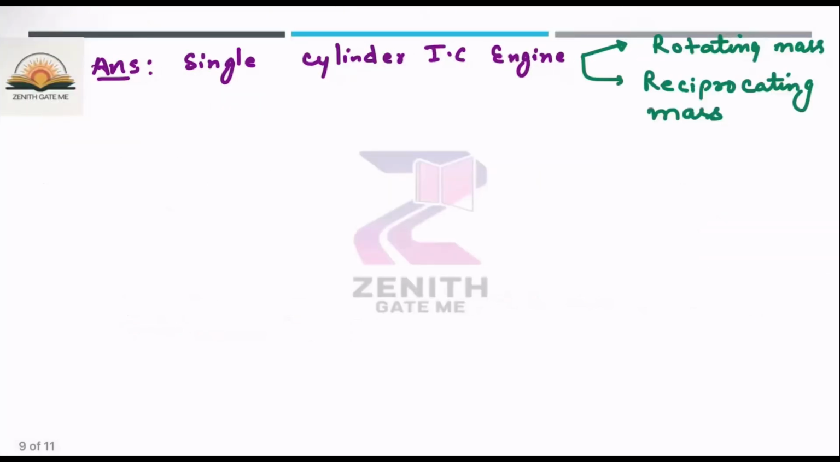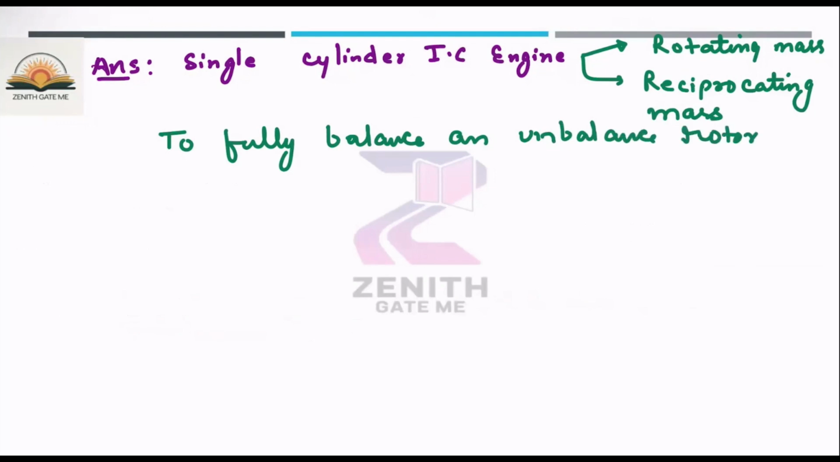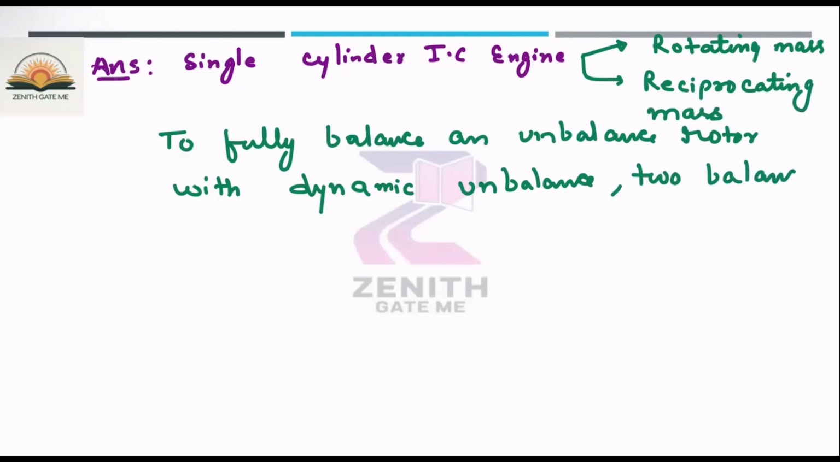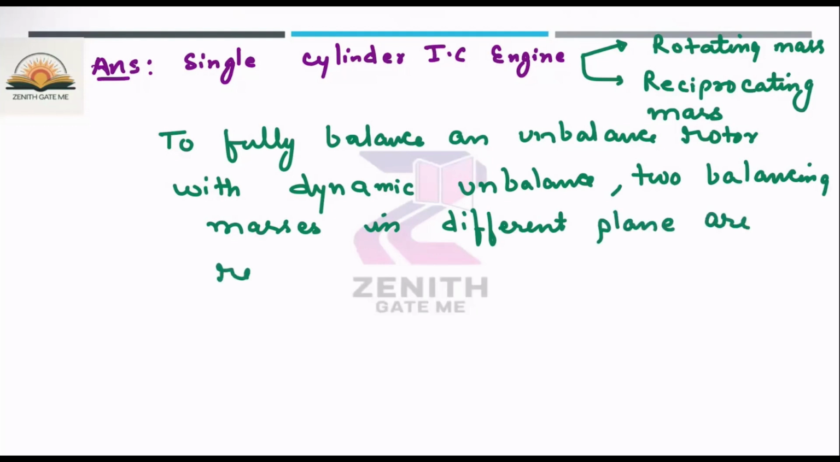Okay, so the correct answer for this question is: to fully balance an unbalanced rotor with dynamic unbalance, two balancing masses in different planes are required. So the correct answer for this question is option D.